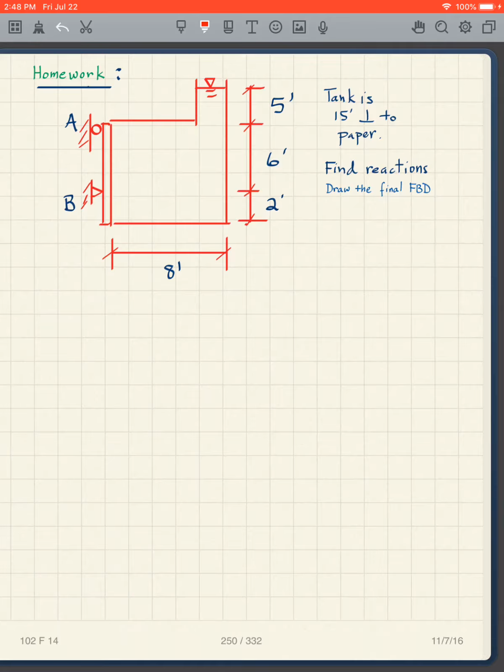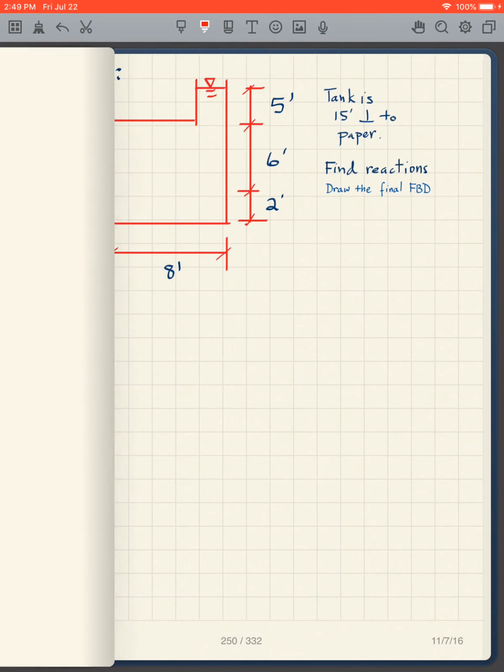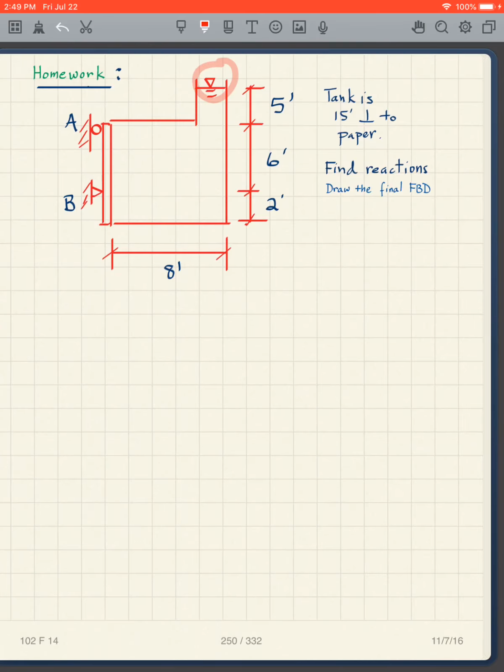Now, notice where the water level is. It's up there. And previously, the water pressure level, or the water level, was within our wall. Now it's up above the wall. So in other words, the water level here is up above the wall.